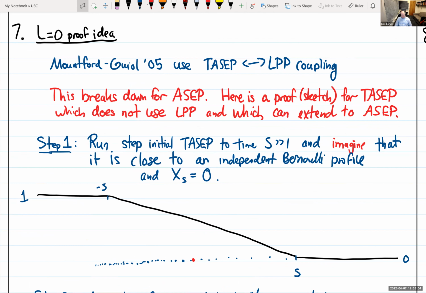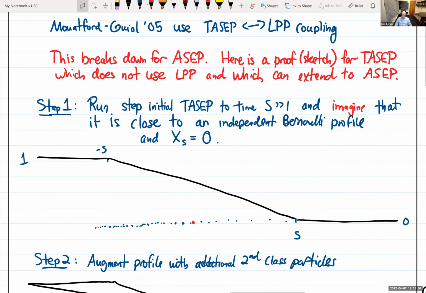First of all, let me remind you that in the case of TASEP, which is what I'll talk about for the moment, this has already been proved by Mountford and Guiol, but by a very different method, a method that will not generalize to ASEP. So the method I'll describe to you now will generalize, and I'll tell you how. Again, what we're trying to prove is that the second class particle started at the origin, divided by t, will converge almost surely to a limit. And obviously we also want to know that it's uniform, but let me take that as given.